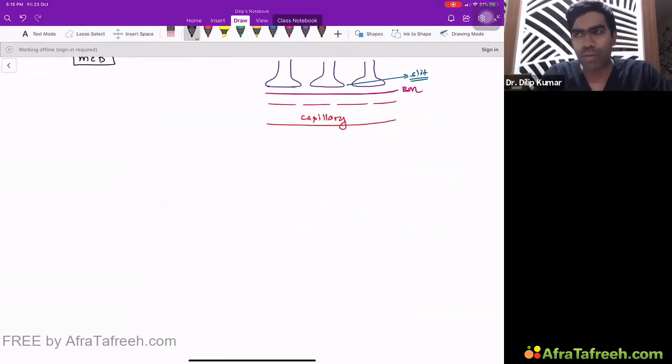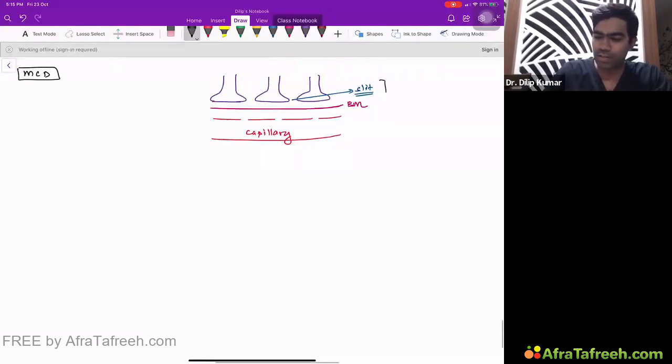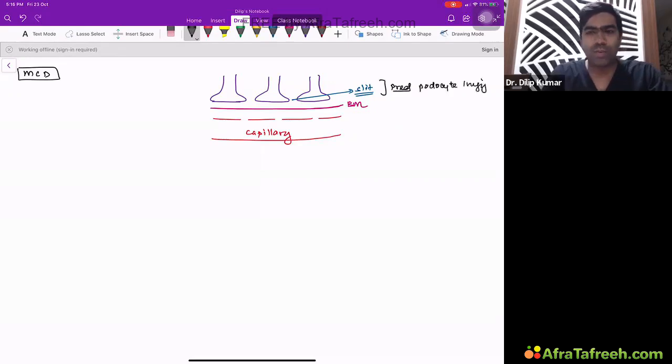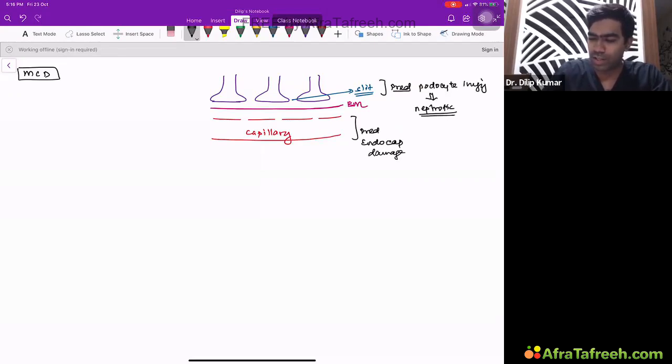But nevertheless, the problem in nephrotic syndrome is very simple. You are going to have a podocyte injury. Whenever you have a predominant podocyte injury, that is, the foot processes of the podocytes are affected, you are going to result in a nephrotic syndrome. I mean, the proteinuria will be more. Whenever you are going to have a predominant endothelial injury, endocapillary damage, typically you will result in a nephritic disorder.